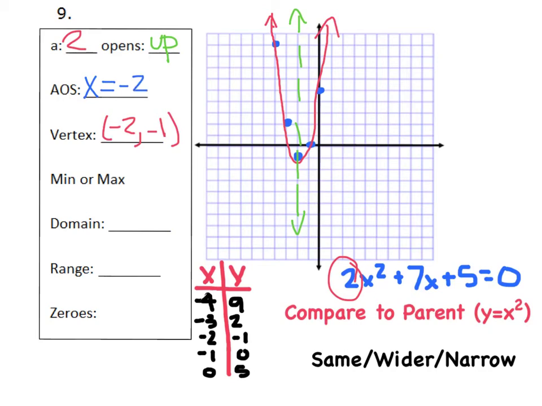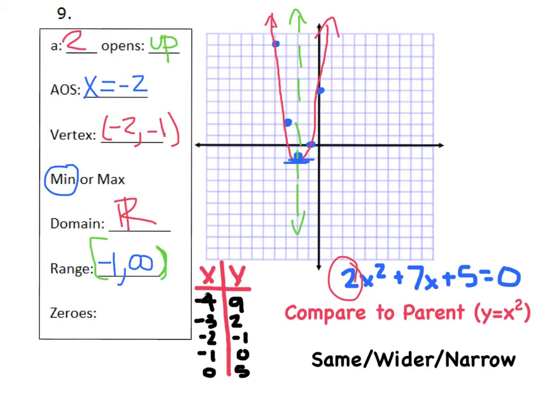I notice that that vertex is a minimum point. My domain's pretty much always the same, all real numbers. The range, well, the lowest this goes is negative 1. The highest it goes is to positive infinity. Bracket around the negative 1, open parenthesis with the infinity.